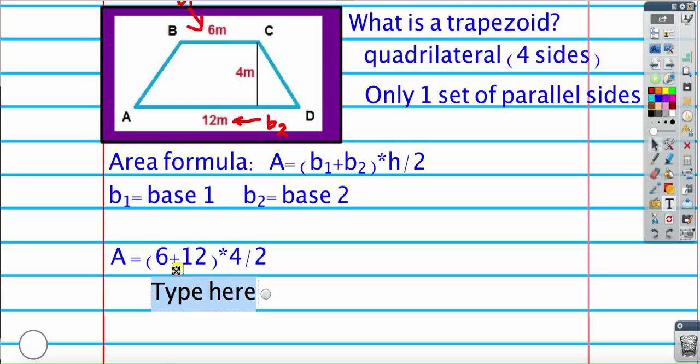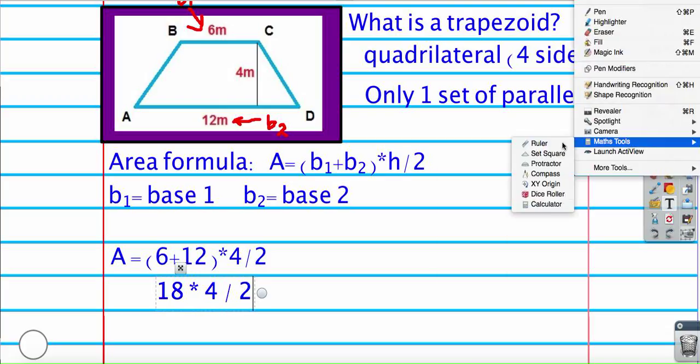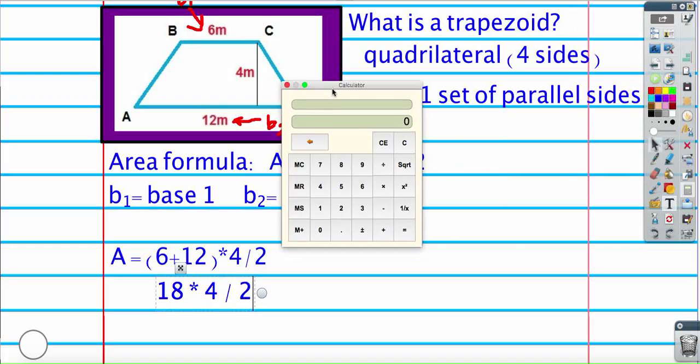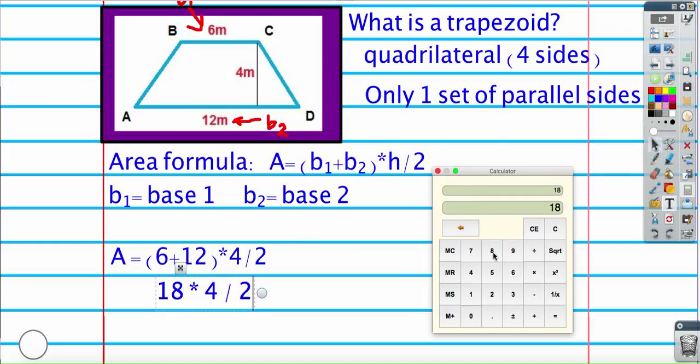So when I work this out in parentheses, I get 18 times 4 divided by 2. Now you might want to break out your calculator here, or maybe you can do it in your head. I'm going to use the calculator just to double check myself here. So 18 times 4, that gives me 72, but then I have to remember to divide by 2. So the area of this trapezoid is equal to 36 meters squared.